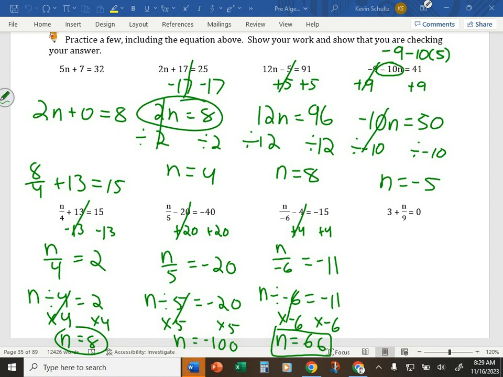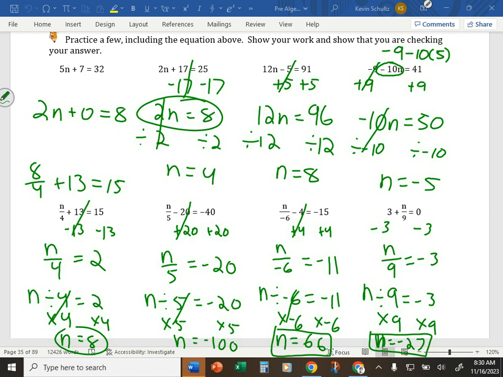The last one, very similar to the one above it, our fraction comes second. That doesn't change anything, right? We still start with that constant. What are we doing first? Aiden, subtracting 3. I kid. Okay? That leaves us with n divided by 9. And 0 minus 3, negative 3. Since we're dividing by 9 in the original equation, we're going to multiply by 9 to undo that, and n equals negative 27. Okay? Negative 27.